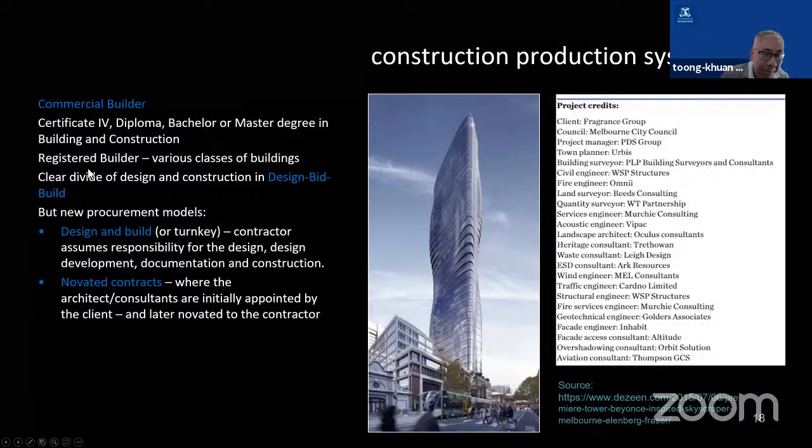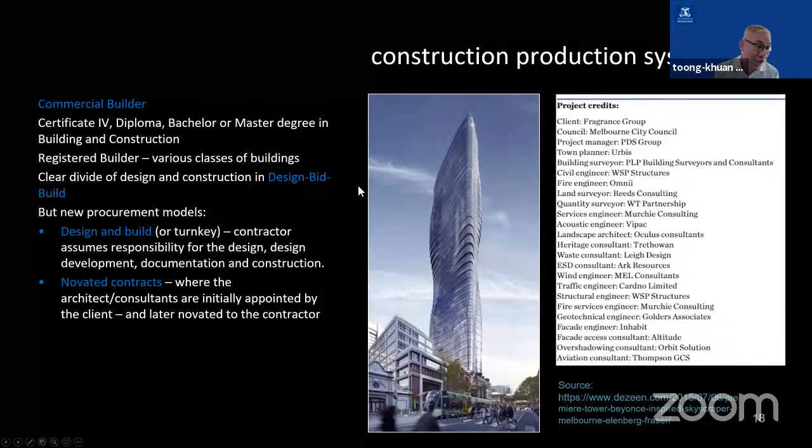Okay, commercial builder. So this is another type of construction company where they build commercial buildings. Again, they have to be registered, and very often they start off the registration as a home builder and progress over the years to become a commercial builder. And again, this is where we start talking about procurement methods. Many of you will have looked at procurement methods in your undergraduate degree, where there is a clear divide between design and construction, because you have to complete the design before you construct.